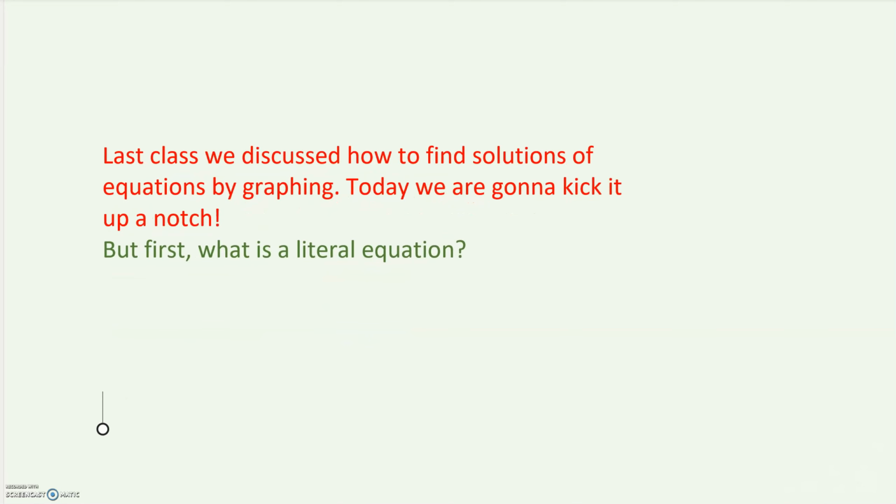All right, so last class we discussed how to find solutions of equations by graphing. Today we're going to kick it up a notch. But first, what is a literal equation? A literal equation is an equation that has more than one variable in it. So we can have an x and a y in our equation, we can have a y and a z, we can have a p and a q and an x. As long as we have more than one variable, it's a literal equation. Now you're going to do a lot more with literal equations next year in algebra. We're just going to keep it pretty simple for today.